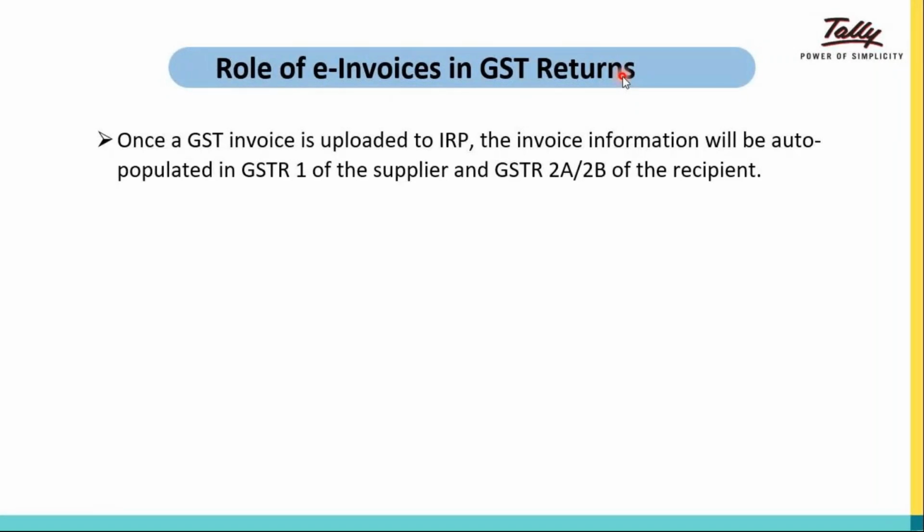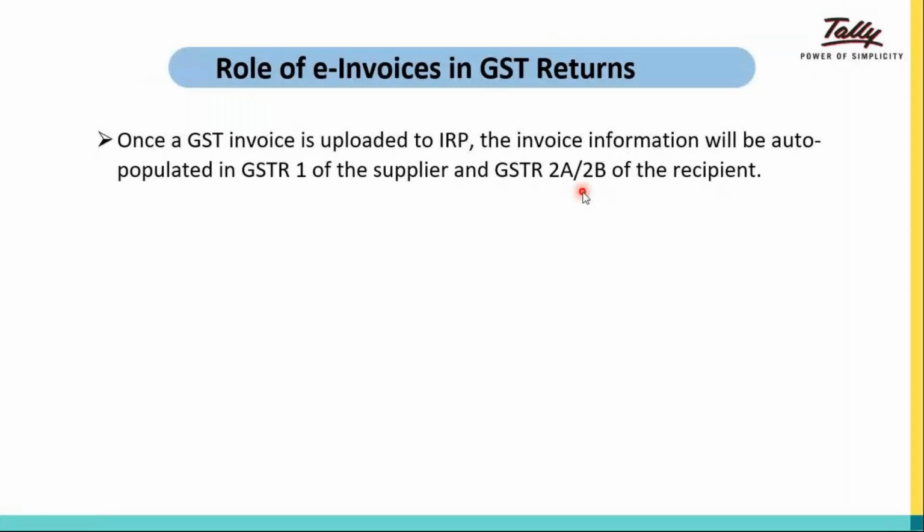The first point here says once a GST invoice is uploaded to IRP, the invoice information will be auto populated in GSTR1 and GSTR2 of the recipient. So once you generate and upload your GST invoice into the IRP, that is your invoice registration portal, the details in GSTR1 and 2 will be automatically populated. That is one of the important roles that e-invoicing plays in the GST returns.